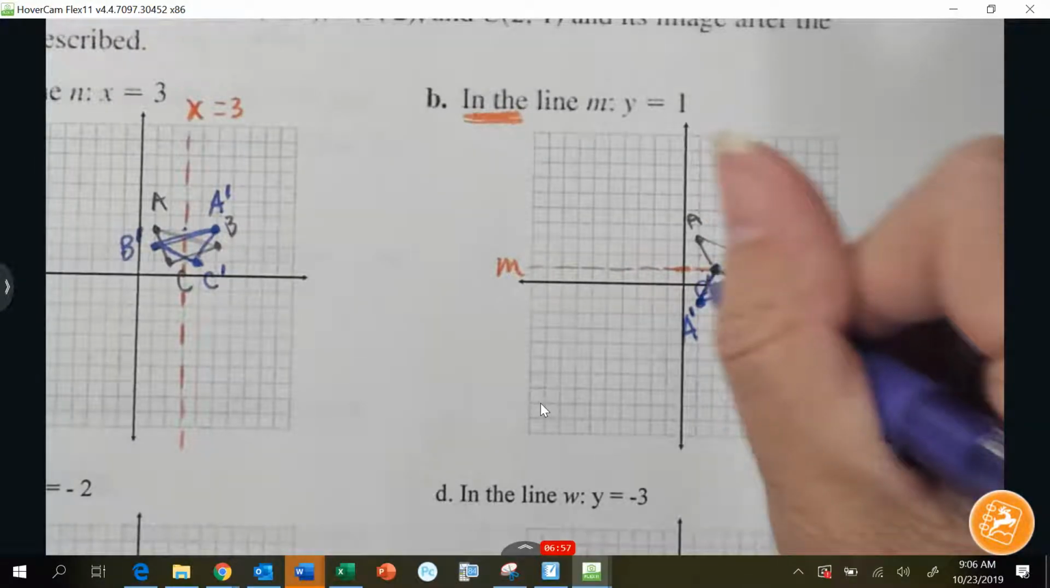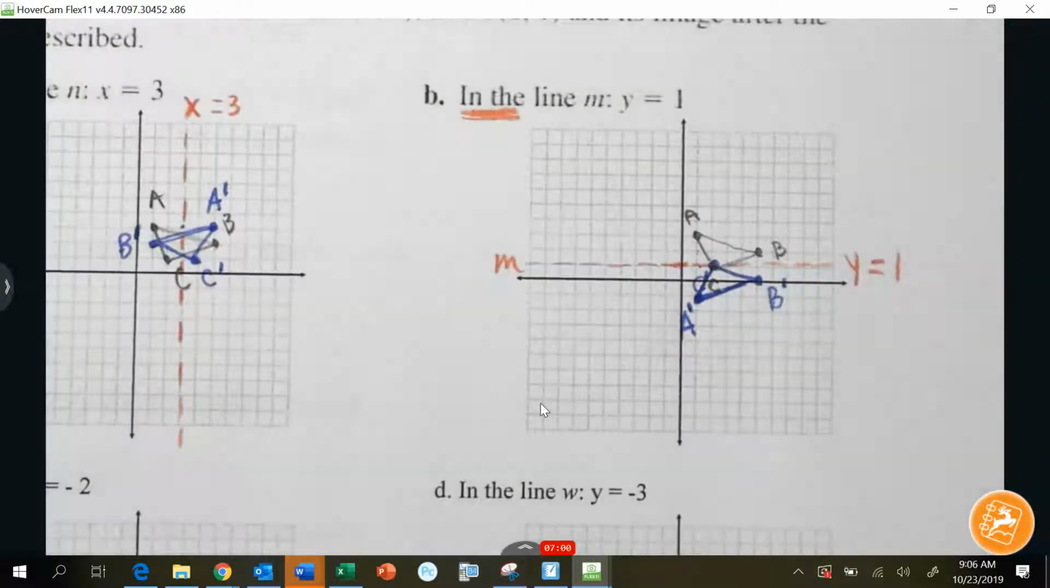I didn't put my C prime in a very good place. You can't see it very well.